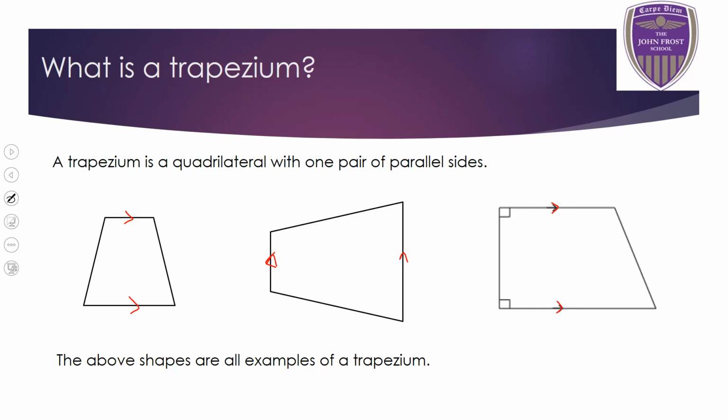But remember the word parallel. Think of train tracks. Parallel sides are sides that will never meet each other. They're going in the same direction, the same distance apart from each other all the time. So if I was to continue both of these lines that I'm drawing now in the same direction, they would just stay the same distance apart from each other. They would never meet. So that's what a trapezium is.